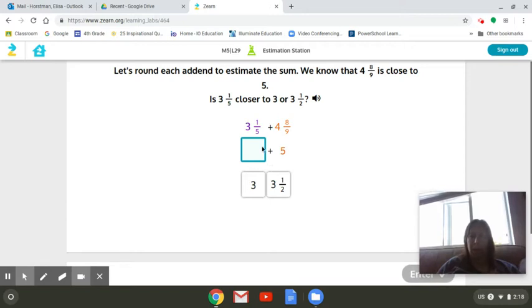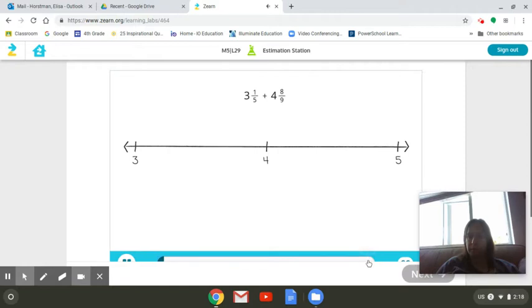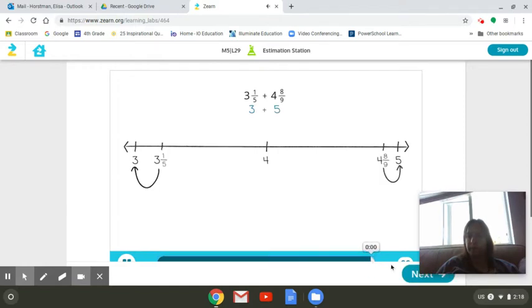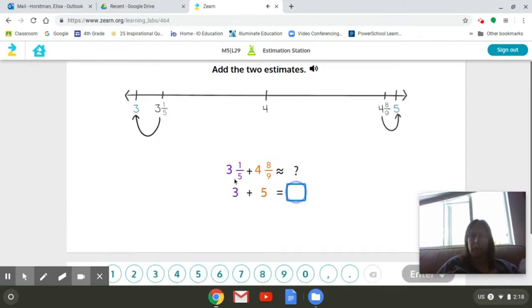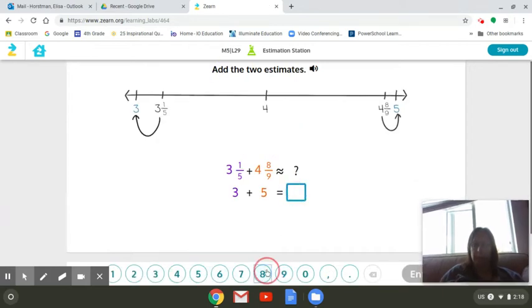And then 3 and 1/5. I look at 3 and 1/5. Is it going to be closer to 3 or 3.5? Well, 1/5, to get half of 5, I need 2.5. So it's closer to 3. So my answer would be 8.